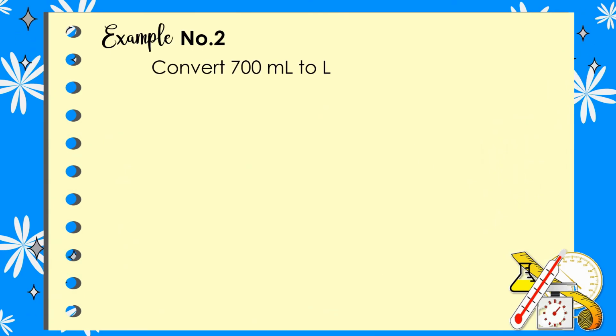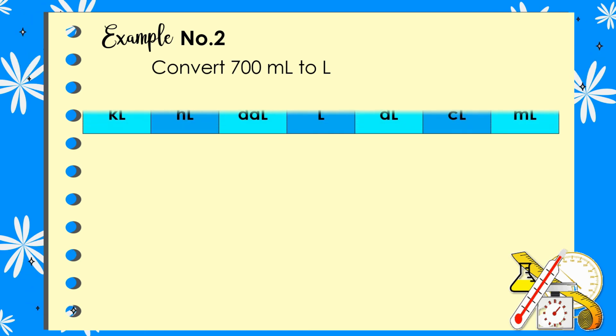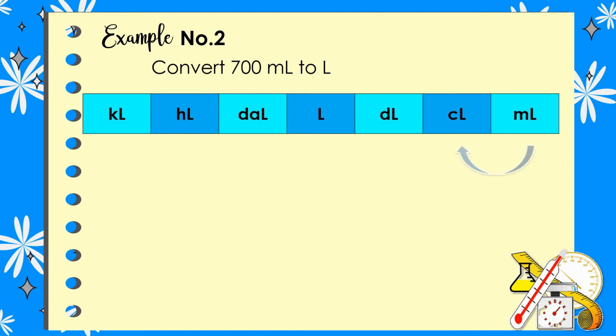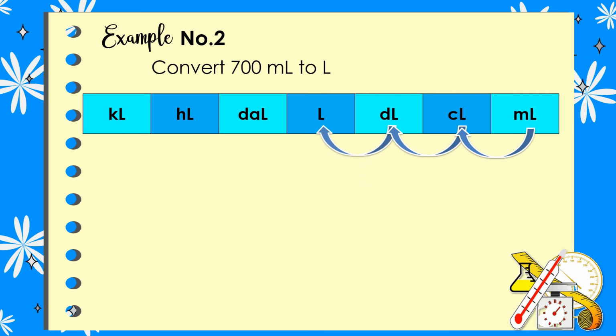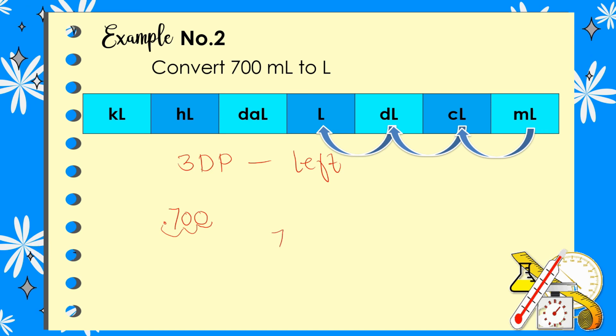Our next example is to convert 700 ml to liter. So, tingnan natin kung ano yung difference nila sa isa't isa, ilang units away. They are 3 units away from each other. So, katumbas yun ng 3 decimal places. Pero take note of the direction. Ang direction natin is going towards the left. So, 700, lilipat natin sa kabila. 1, 2, 3. Napunta dito yung decimal point natin. So, when we convert 700 milliliter, papunta sa liter, that is equivalent to 0.7 liter.